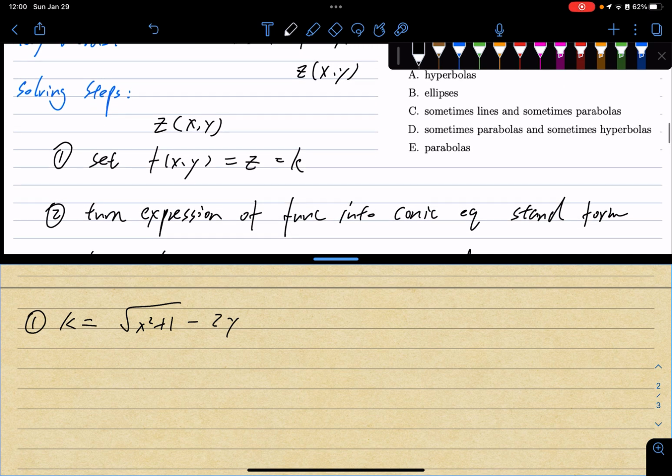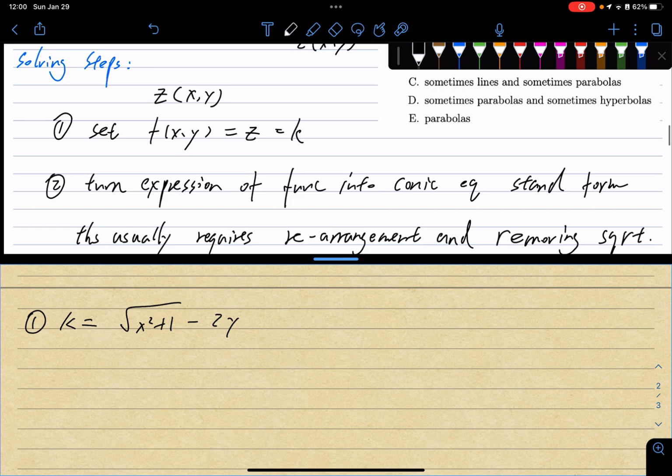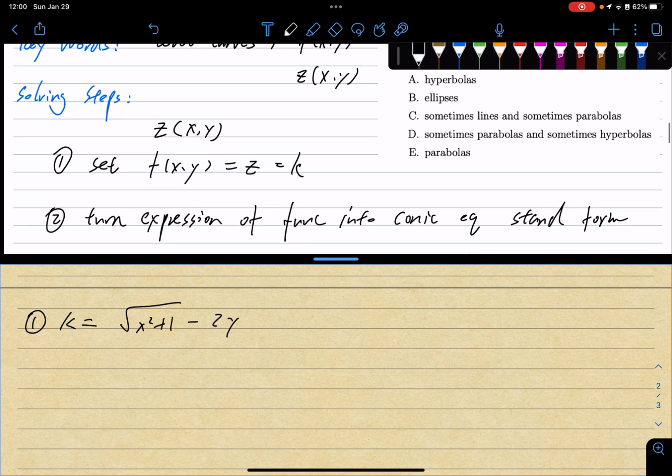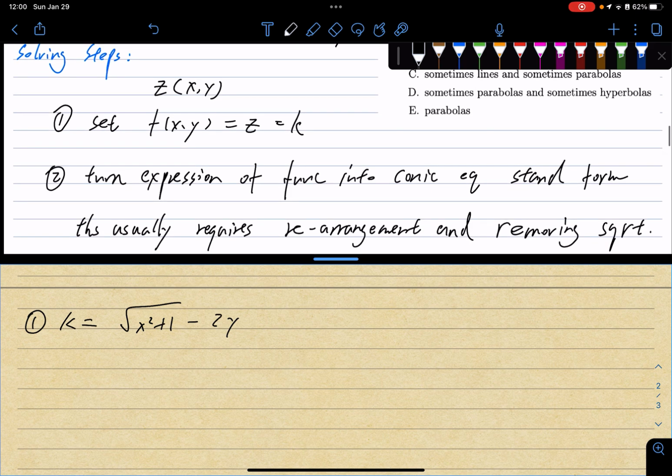And the second step is we're going to turn the expression of the function into a conic equation standard form. The key is that we're going to turn it into a standard form, okay? And if you go back to our quadratic surfaces video, I already showed you what those standard forms look like. To get there, this usually requires some sort of rearrangement and removing the square roots.